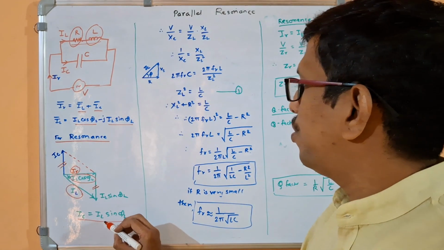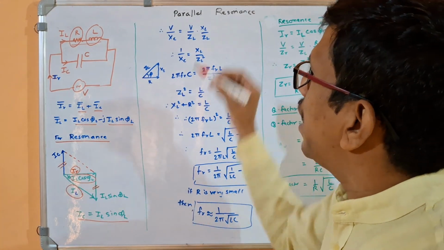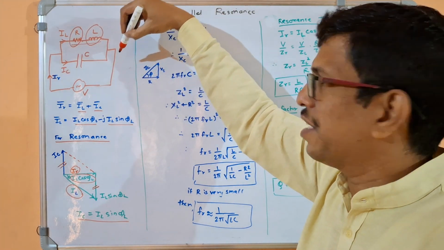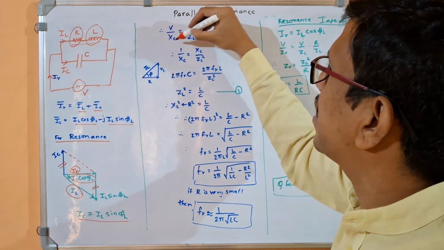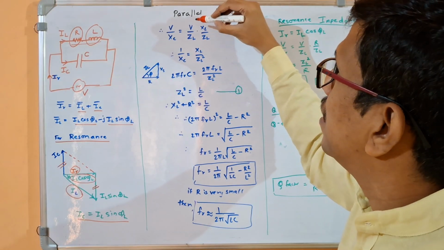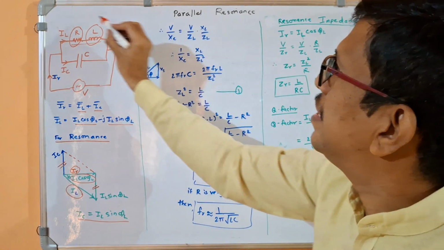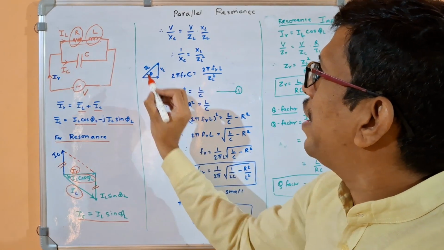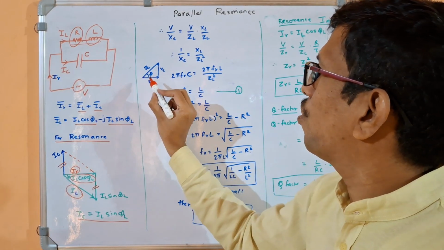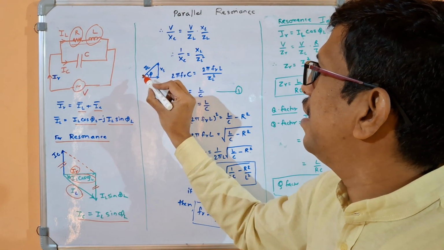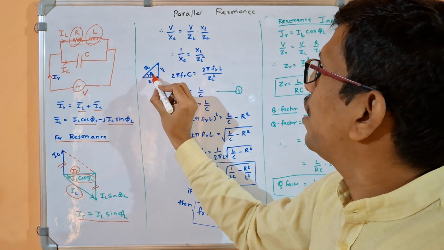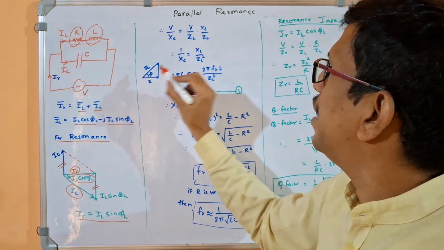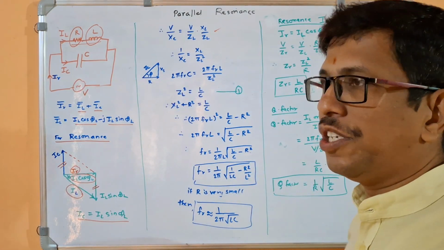So IC is equal to IL sin phi. But what is IC? It is V upon XC. Simple parallel circuit is there. So V by XC will be IC. Then what is IL? V by ZL. And what is sin phi? If I draw the phasor diagram for this choke coil, it is R and XL and ZL. And therefore if I want to write sin phi, it is opposite, that is XL by ZL.